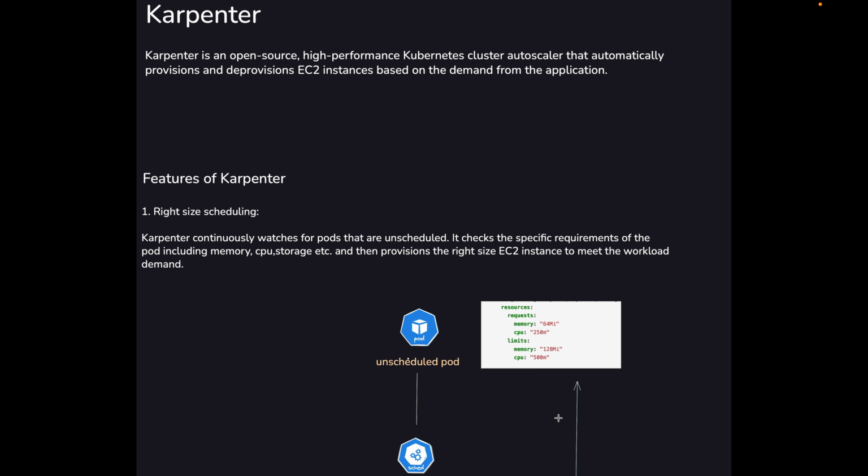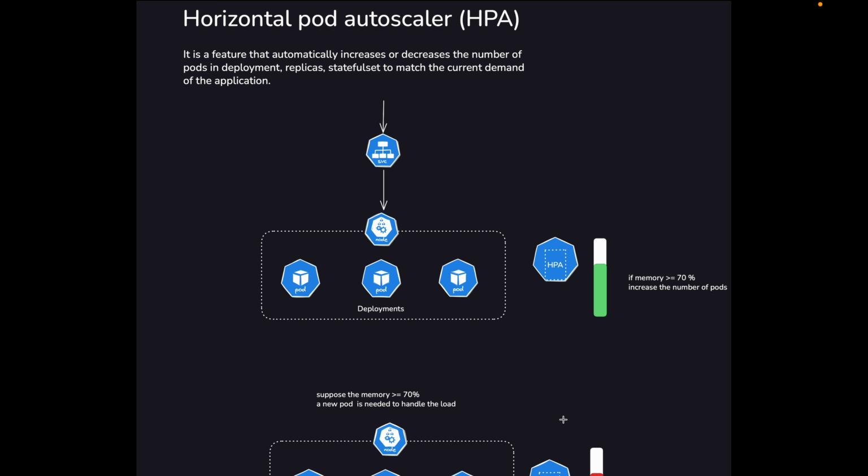So let's get started. Alright, to start learning Karpenter, we have to first learn a few Kubernetes components, one of them being the horizontal pod autoscaler. So what is an HPA? It is a feature that automatically increases or decreases the number of pods in a deployment, replica set, or stateful set to match the current demand of the application.